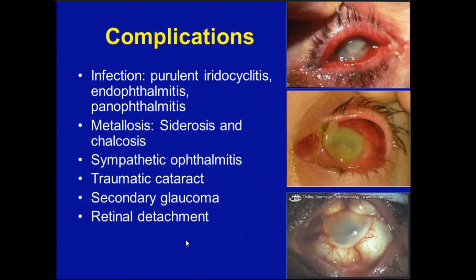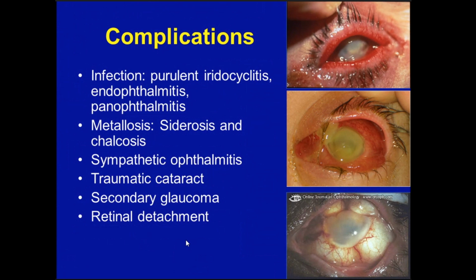Let's speak about complications of the perforative and penetrating eye injuries. Of course, it's infection, maybe purulent iridocyclitis, endophthalmitis, panophthalmitis. I would like to say that even small penetrating trauma with a good visual function may be the cause of severe endophthalmitis after 1-2 days. It's a pity, I saw several such cases.